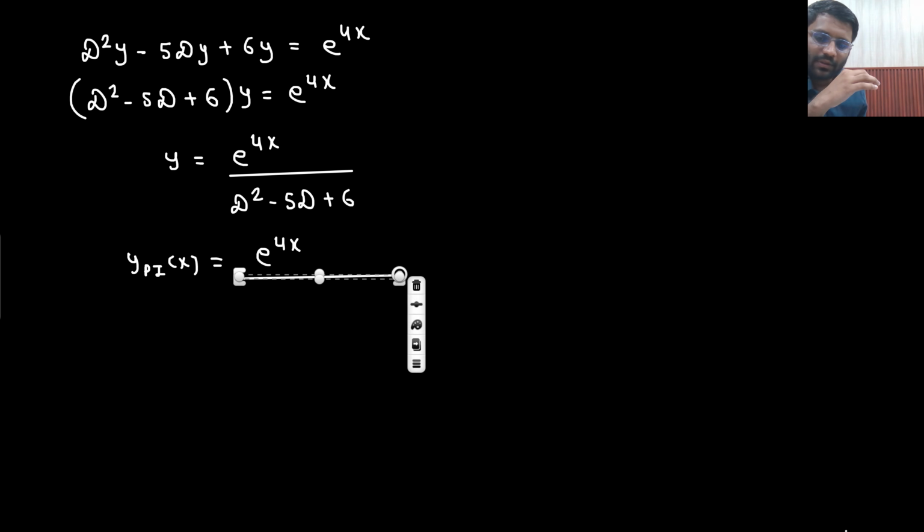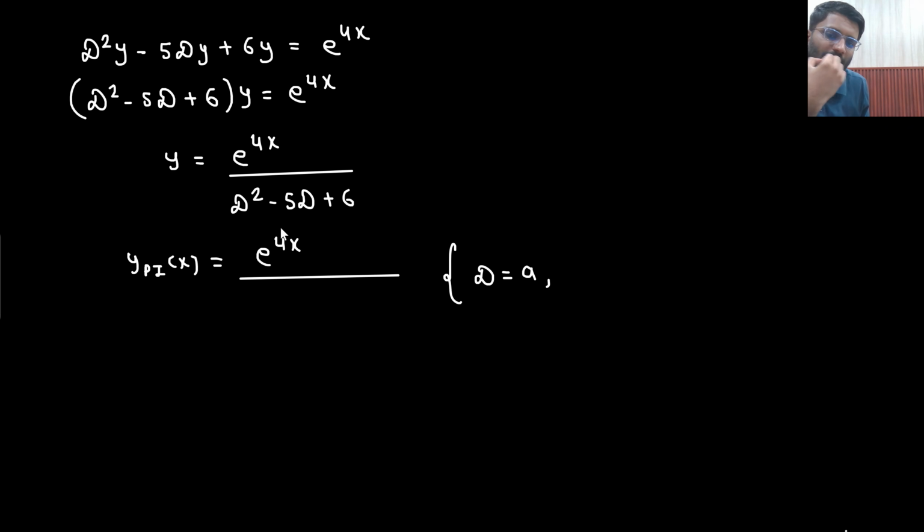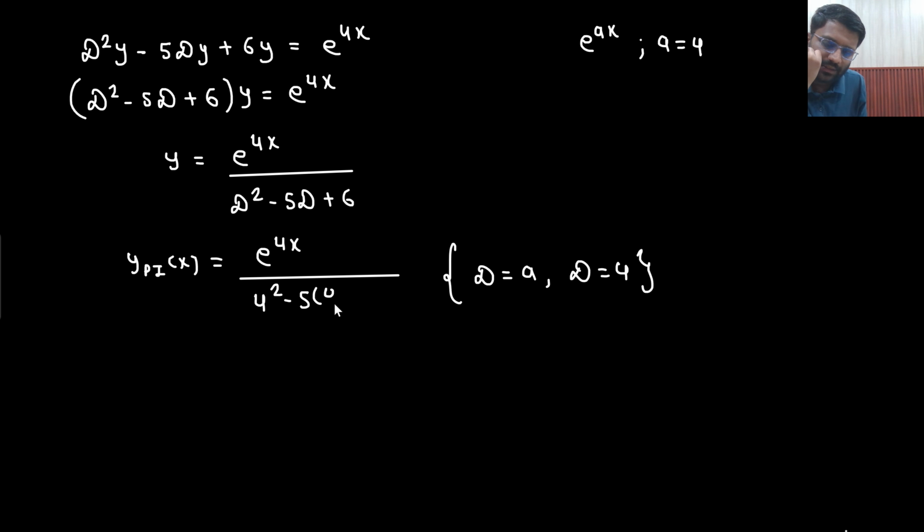So what will be the particular integral? Sir, the particular integral would be nothing but e to the power 4x as it is. Now what will you do? This 4 you will put in D. Basically, D equals a you will put. What is the value of a? If it was e to the power ax, here a is nothing but 4. So D equals a you will put, or you can say D equals 4 you will put. So this will become 4 squared minus 5 into 4 plus 6. So what are you getting? e to the power 4x upon 16 minus 20 plus 6.